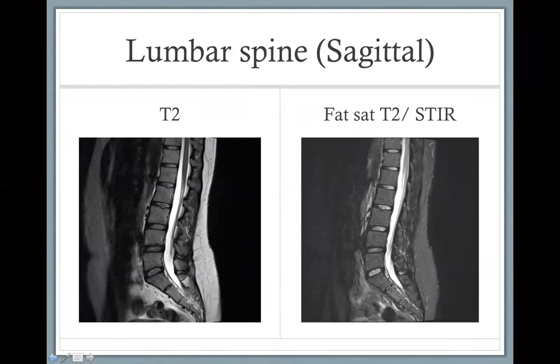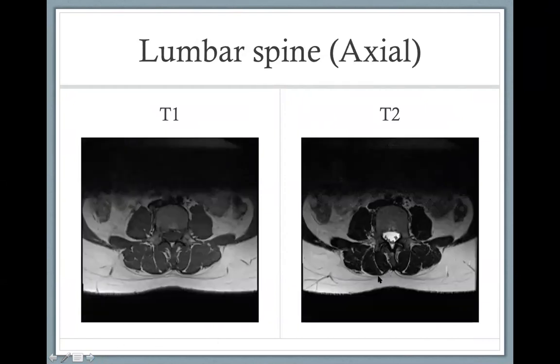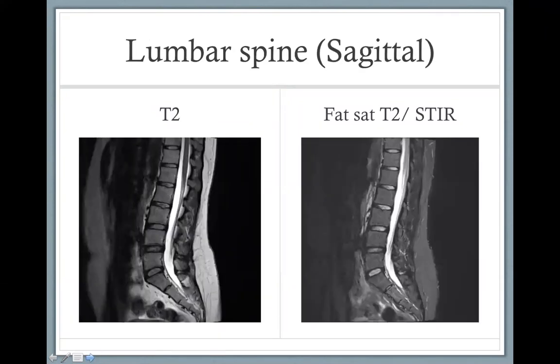So for example, if I take you backwards, you can see that the fat on T2 is not as bright as on T1 and not as bright as the fluid, but still intermediate to high signal. And the same thing in the axial plane, it is intermediate to high signal. So if I wanted to see edema or fluid, which would be very bright, I might not be able to see it well. So I suppress the signal of the fat.